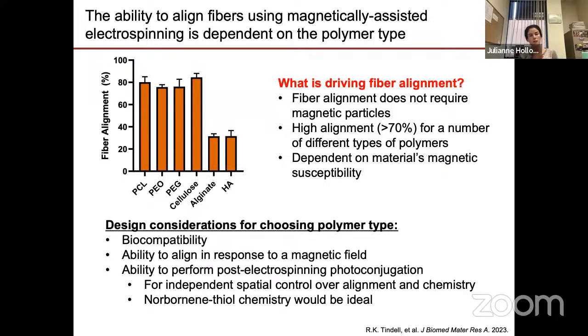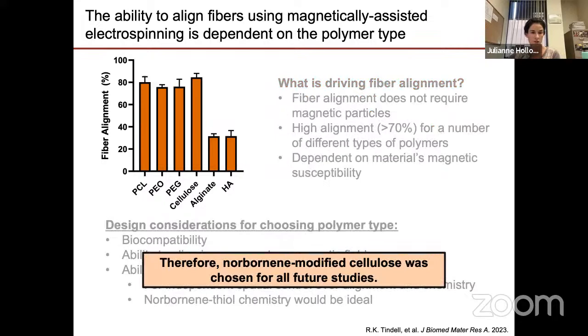So in terms of going on to the next step, in choosing the polymer type, we wanted a polymer that was biocompatible, that would align in response to a magnetic field, and where we could perform post-electrospinning photoconjugation. Everything that I've mentioned so far has been spatial alignment, but of course, we would also like to be able to control chemistry as well. And so we were looking to use norbornene thiol chemistry to perform post-electrospinning photoconjugation onto these scaffolds to also control the chemistry. So we chose norbornene-modified cellulose for future studies.